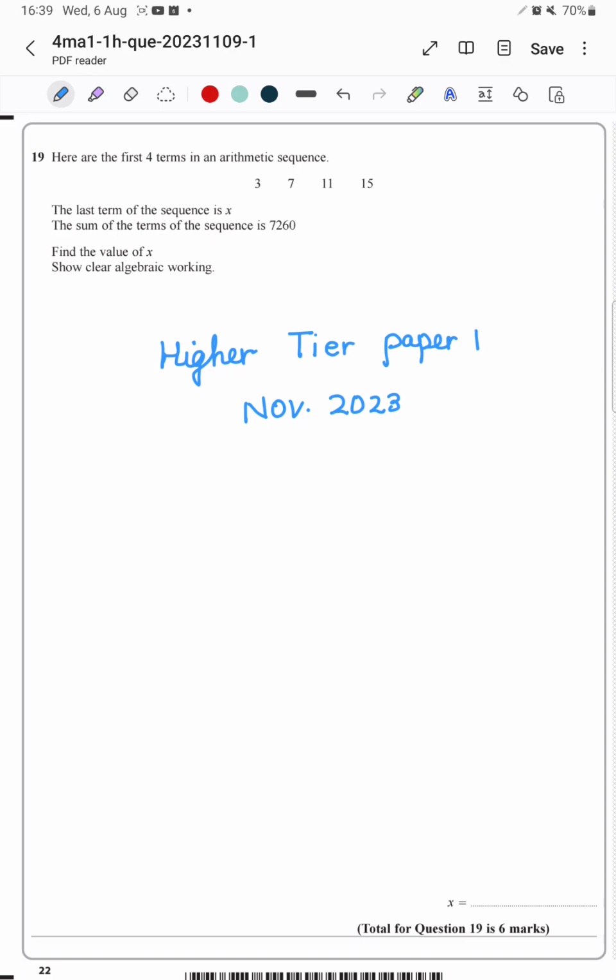In today's video, I'm going to cover the rest of the questions from Higher Tier Paper 1, November 2023, Pearson Edexcel IGCSE. So we have this question 19 over here, and in this question we are given an arithmetic sequence and four terms of this sequence are given. So here the four terms are 3, 7, 11 and 15.